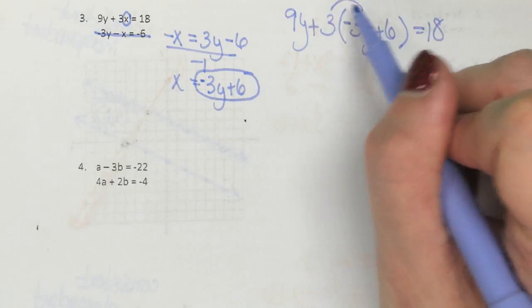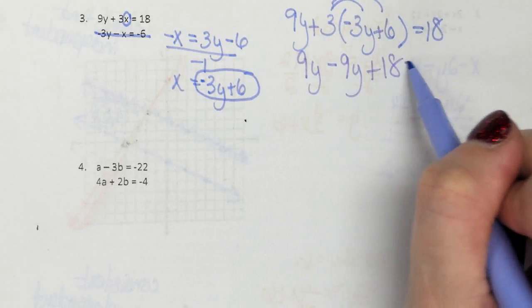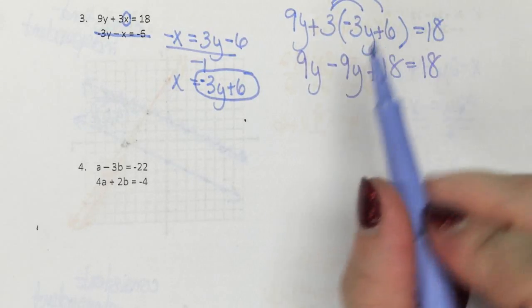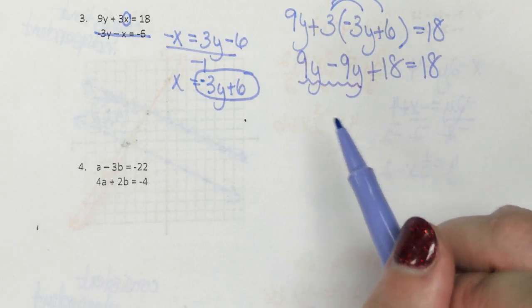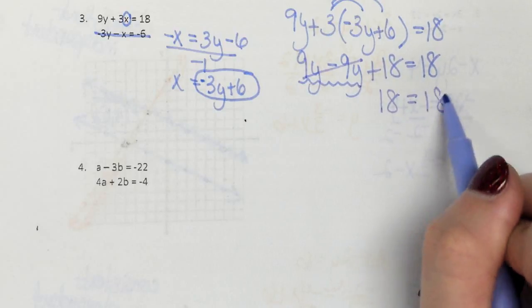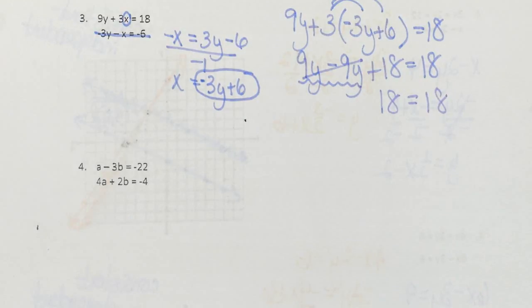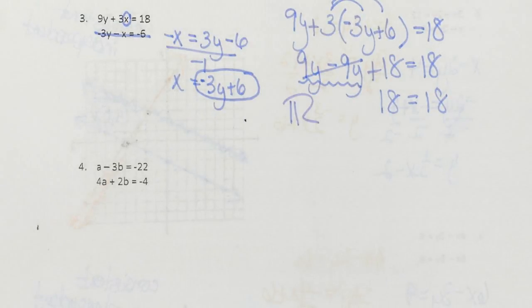And then we're going to distribute the 3. Ooh, what about this guy? They cancel. And this is what I have left. You gotta think back to chapter 1. All real numbers. Look at you go.